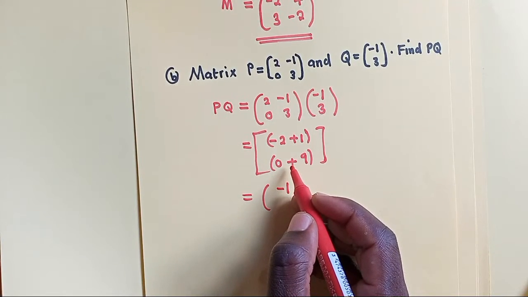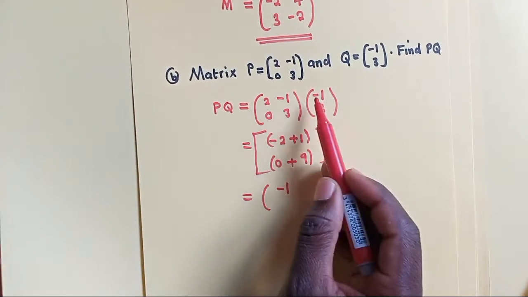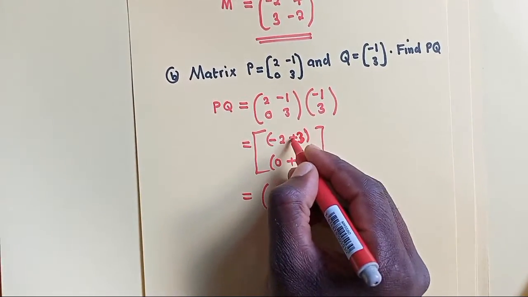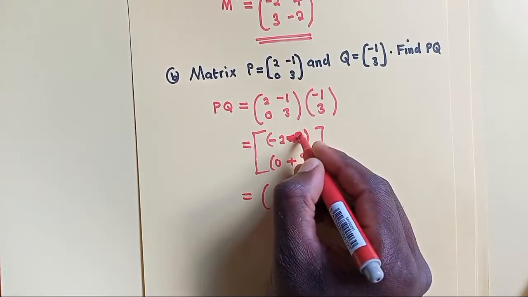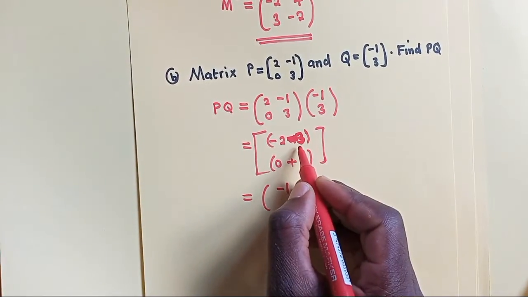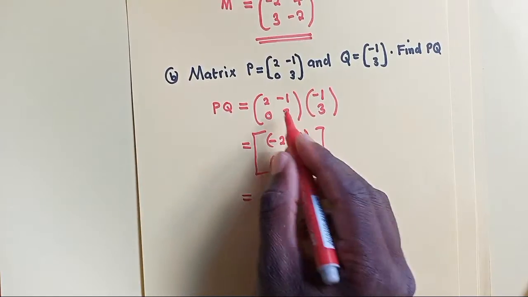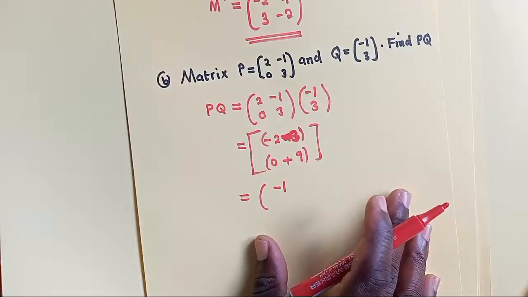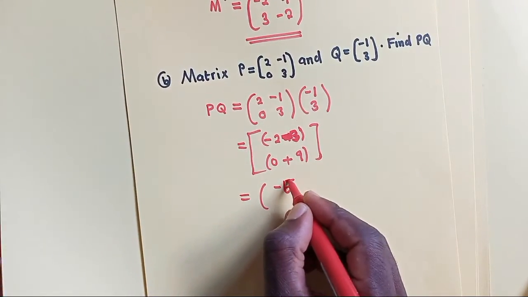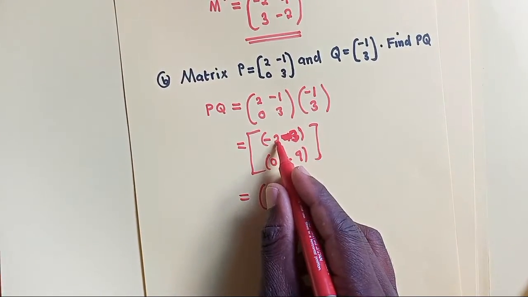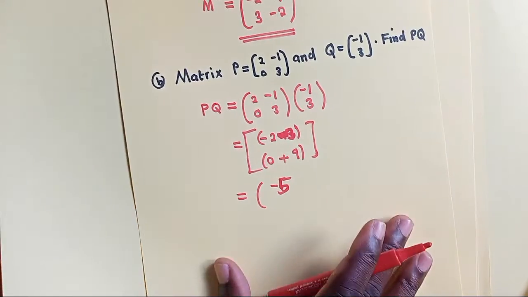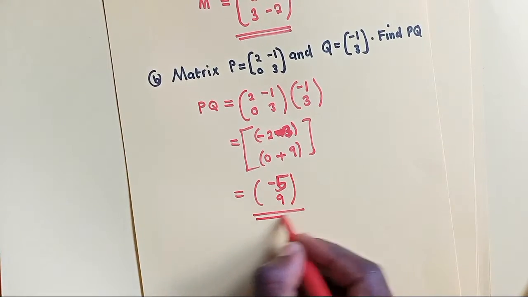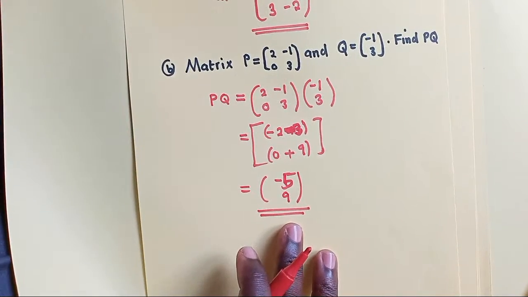Did we do the right thing here? Let me see. This by this, this by this. Oh, actually here there's a mistake. It's supposed to be -3, because -1 multiplied by 3 is -3. So when we add -2 minus 3, it will be -5. And here we have 9. 0 plus 9 is 9. So this is our solution.